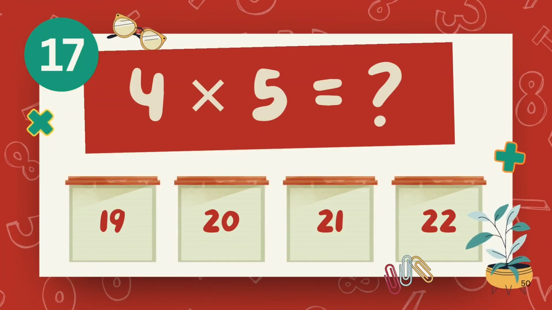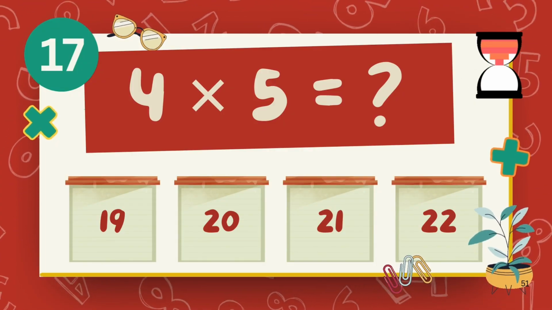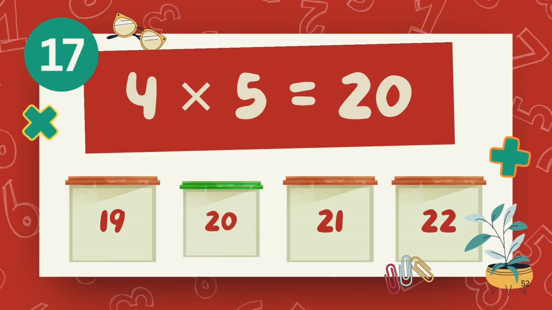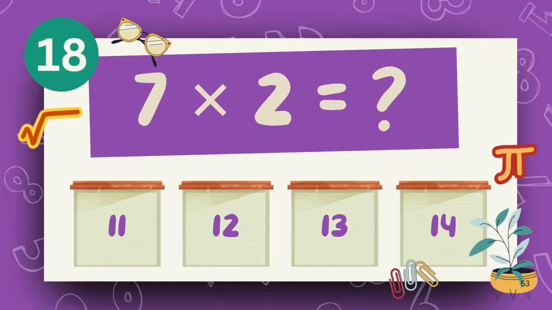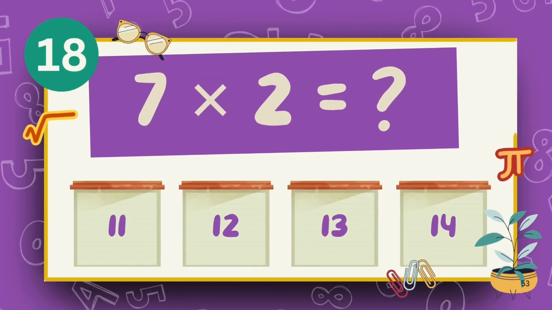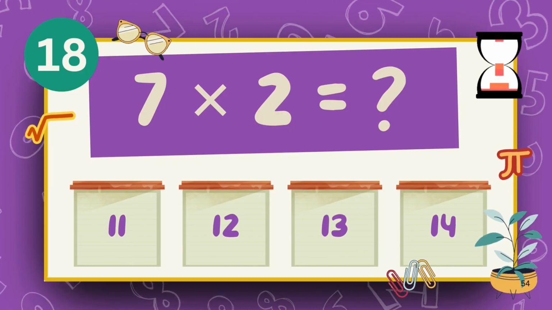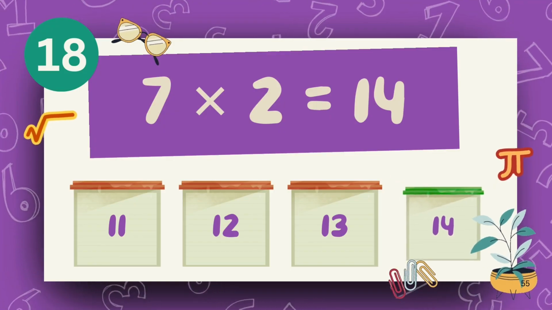What is 4 multiply 5? The answer is 20. What is 7 multiply 2? The answer is 14.